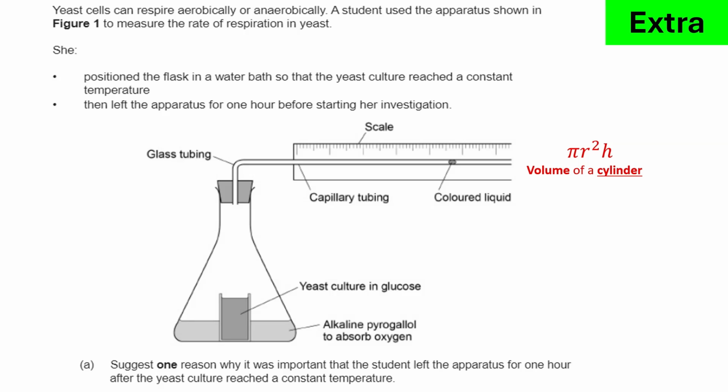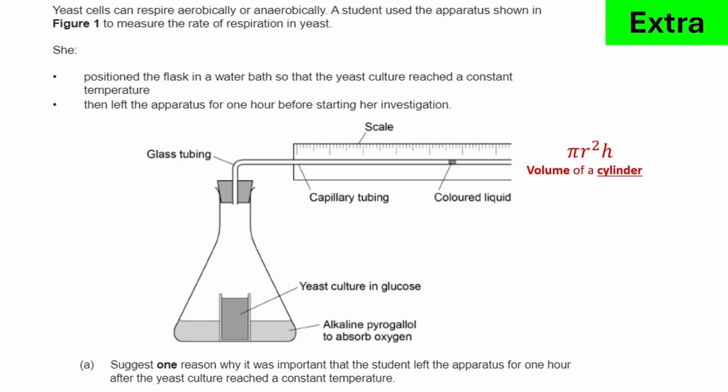So a very common type of exam question in terms of practical work is the use of a respirometer. A respirometer can be used to estimate respiration rates in different organisms, including yeast. So in the diagram, we have a glass flask, and there's a culture of yeast within the flask, and they're exposed to glucose, so they can use the glucose as the substrate for respiration.